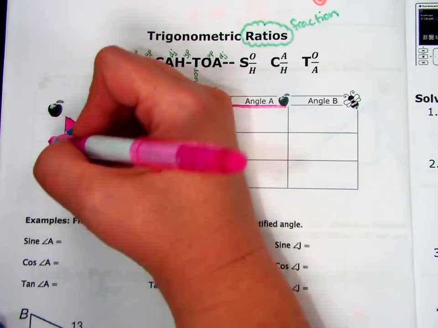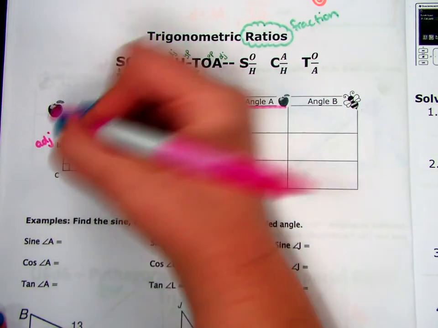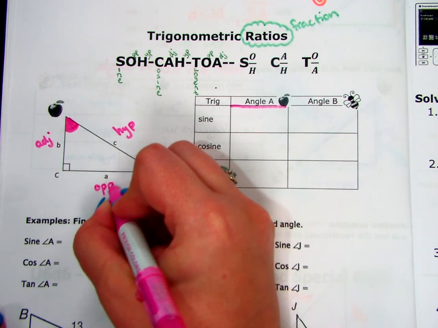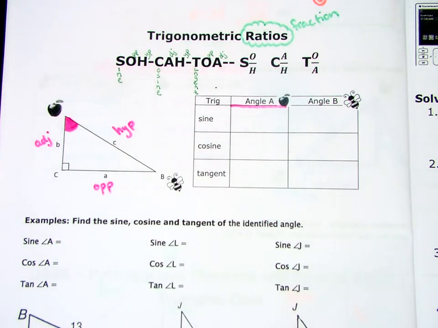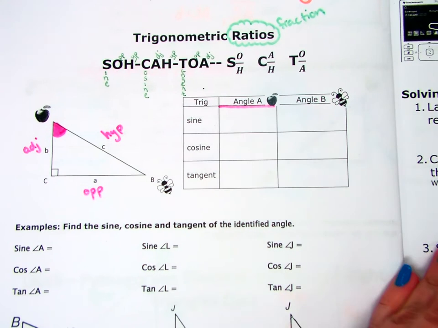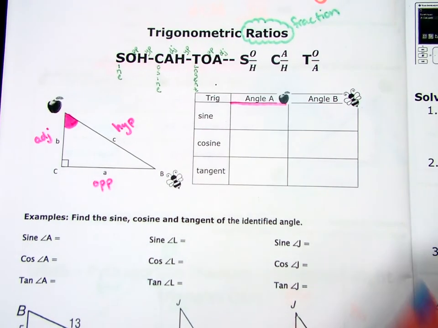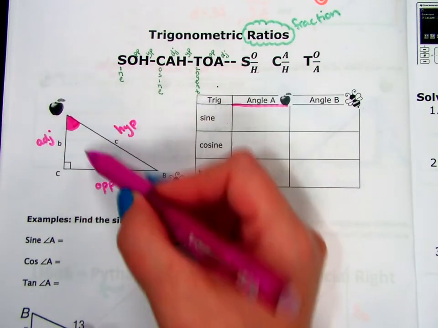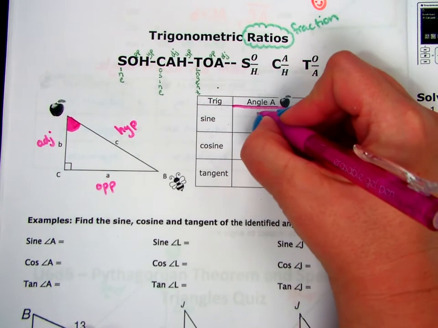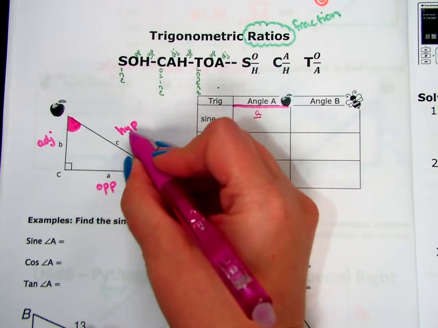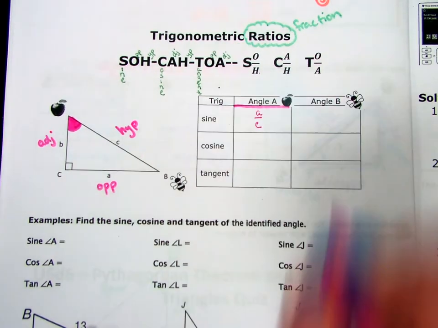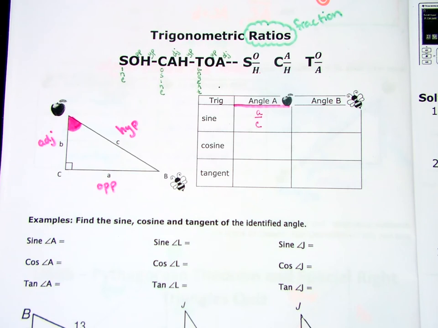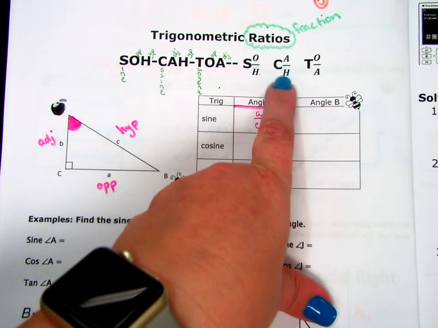Which one did we say was the adjacent? B. And so this one was my opposite. Okay? The sine is the ratio of the opposite over the hypotenuse. So the sine of angle A: the opposite has a length of A, and the hypotenuse has a length of C. It's just that ratio reduced. Whatever those numbers are, if it reduces, you do want to reduce it.